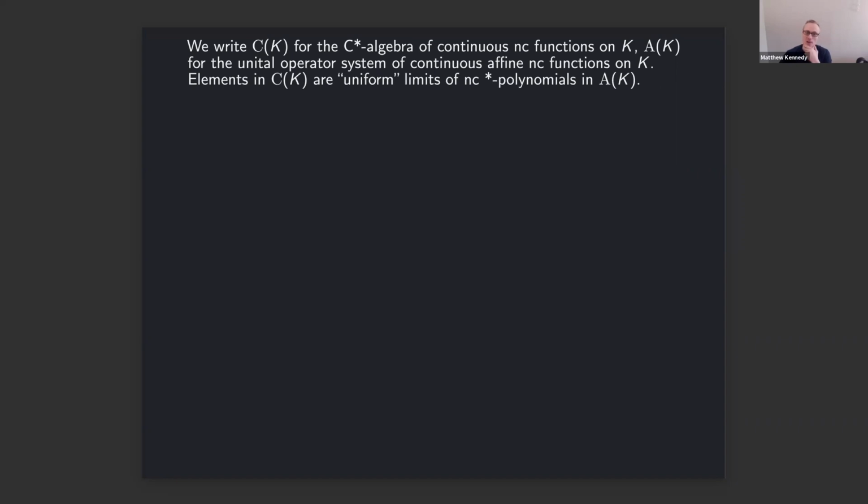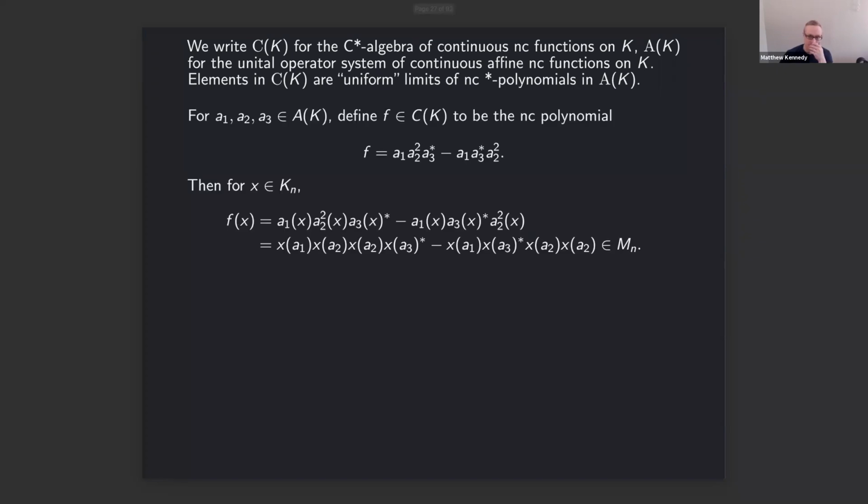And we want to think of elements in C of K, and this notation is chosen to be suggestive of what happens in the classical setting. We want to think of these elements in C of K as uniform limits of non-commutative star polynomials in the A of K. So what this looks like is if I take, for example, 3 elements, A1, A2, A3 in A of K, and I define F to be the non-commutative star polynomial given on the screen, then the way that F is defined on points X is, remember, I'm defining F by pointwise multiplication.